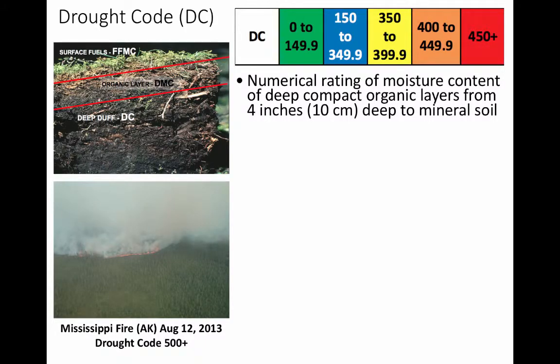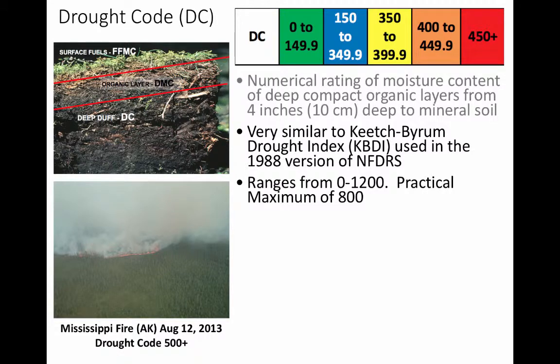The DUF plug profile depicted here shows that the DC is the numerical rating for the moisture content of deep, compact organic layers, like those found in the northern forests that concern us. The scale here shows significant thresholds at 350, 400, and 450 found important in Alaska.